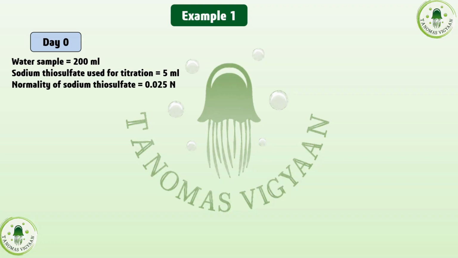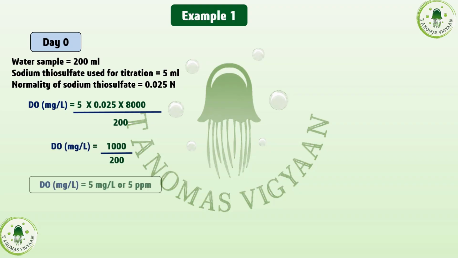And the normality of sodium thiosulfate is 0.025 normal. So this is the constant. You will use the same concentrations for all of your experiments for DO and BOD. So 0.025 normal. Here you will put all the data in their respective places and do the calculations.